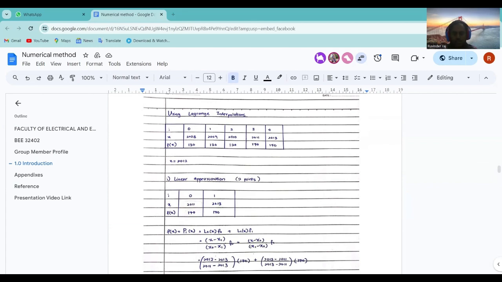To solve the problem of using Lagrange interpolations for the given data points and estimating the value at x equals 2012 using linear approximations with 2 points, the data points are 2008, 2009, 2010, 2011, and 2013 for x, and for f(x) it's 130, 130, 120, and 170 for both 2011 and 2013. So for linear interpolation, we use the 2 points that are closest to x equals 2012, which are 2011 and 2013.